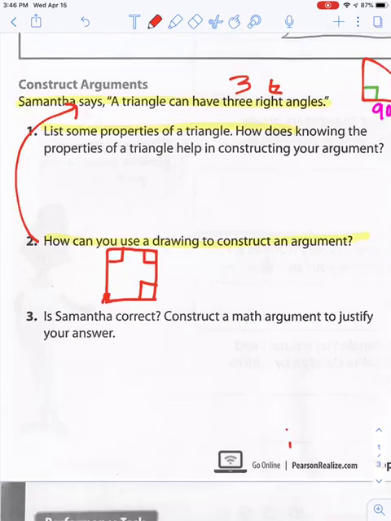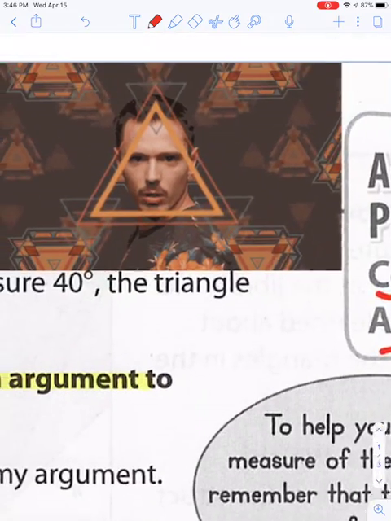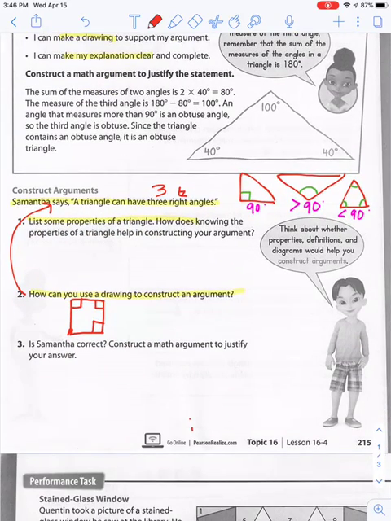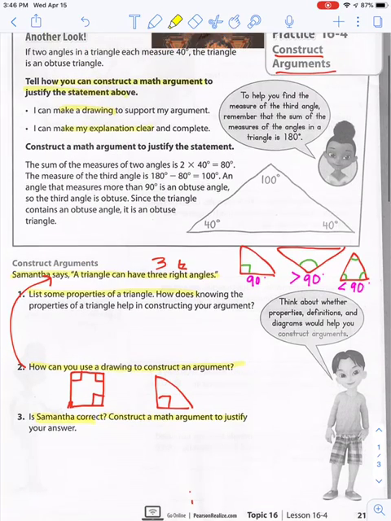Is that a triangle? As this guy would say. I don't know what he's saying, but it is not a triangle. So using this drawing, I can show you that when I do 3 right angles, it doesn't make a triangle. If I want to do a triangle that has a right angle, I can do a right triangle, but it's only going to have 1. So that's how I can use a drawing to back up my case and show a visual. You're going to be answering the next one, is Samantha correct? And again, make sure you use some good math verbiage and use your facts to back it up.